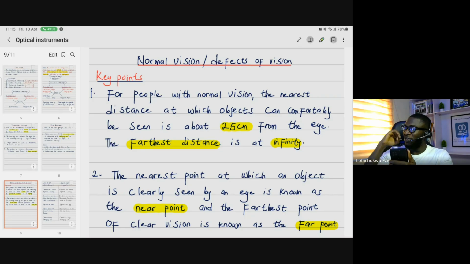All right. So that's a normal distance. The nearest distance at which we can see comfortably is 25 centimeter from the eyes, and it's advisable to always keep that at 25 cm. When you're bringing it closer, it's no longer healthy. And the farthest distance is at infinity. That's the farthest you can see. Now, there's a name for each of these things.